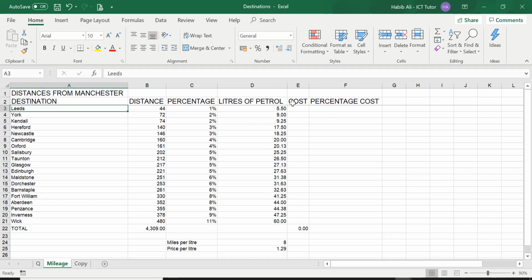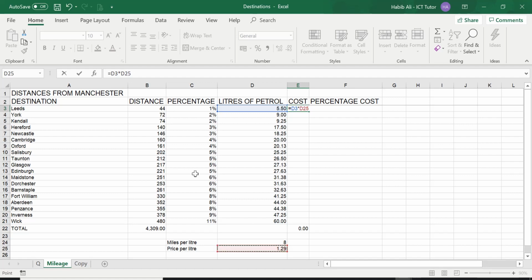So to work out the cost, all we have to do is multiply the liters of petrol used for each destination by the price per liter. So in other words, 5.5 multiplied by 1.29 to get the cost for each of these destinations. So I'm going to quickly go ahead and type that in, equals D3, which is the liters of petrol we have used to go to Leeds, multiplied by the price per liter, which is 1.29. So this cell is D25, and simply press enter.